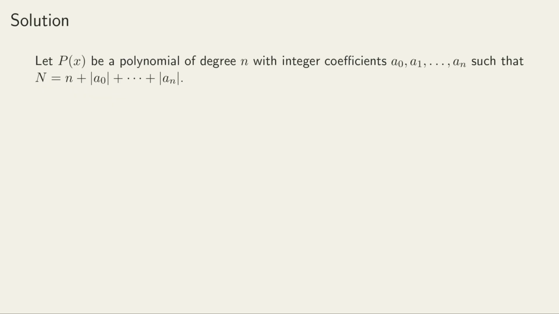Let p of x be a polynomial of degree n with integer coefficients a sub 0, a sub 1, ..., a sub n, such that N equals n plus the absolute value of a sub 0 plus ... plus the absolute value of a sub n. Then E sub N, defined as the set of all such polynomials p of x, is finite.